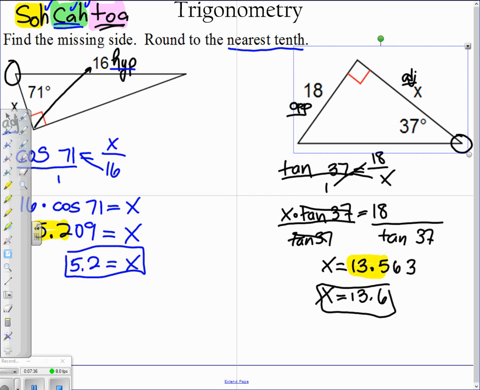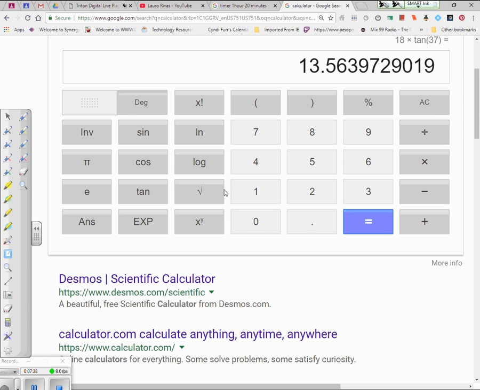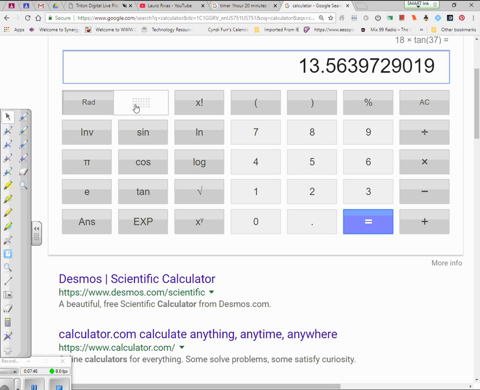Okay. Very, very important when you use the calculator, you have to be in degrees. If it's not in degrees, it's going to give you the wrong answer. And the way you change it is push this and it's going to move back and forth. So you want to see degrees. That's what you want. You don't want to see radians, so put it in degrees.